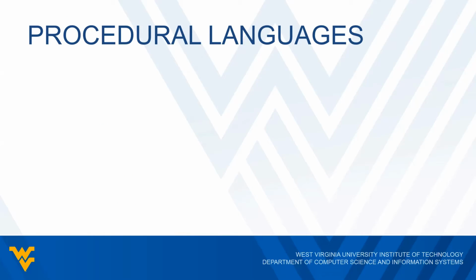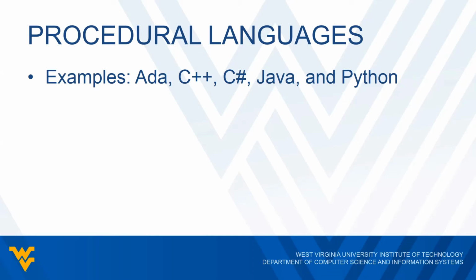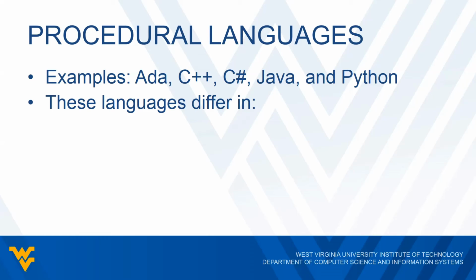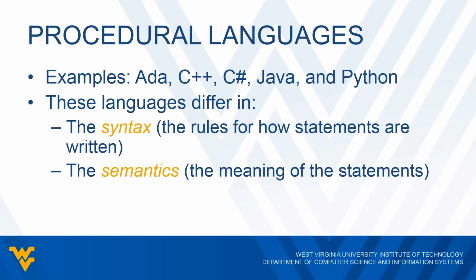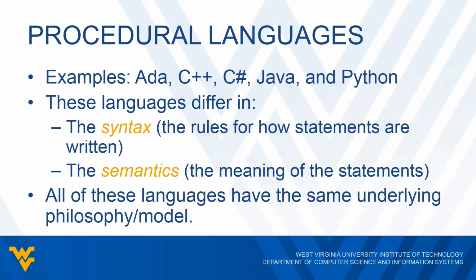Now, the examples of these high-level procedural languages that we're going to discuss are Ada, C++, C#, Java, and Python. These are all high-level languages, but they differ in several ways. They differ in the rules, which we call the syntax, that is, the rules of how the statements are written. And they also differ in the semantics, or the meaning of the statements. But it is worth mentioning that all these languages have the same underlying philosophy and model. So while there are differences in how they look and how some of them operate, they're still doing the same things.